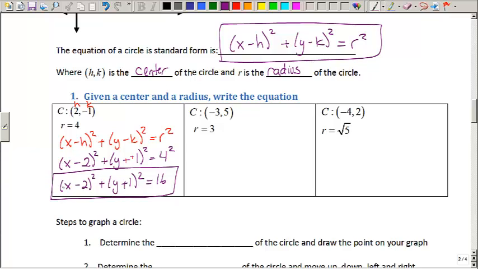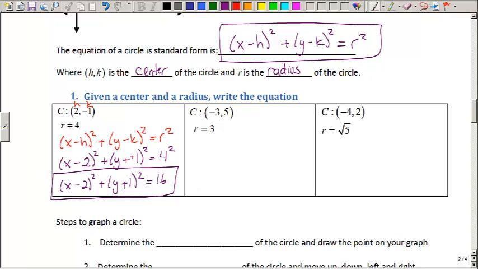Please do not distribute out the x plus 2 quantity squared. This form, standard form, actually gives you a little bit more information than if you distributed it out. In fact, a little bit later on, we'll be taking a distributed equation and we're going to be factoring it and completing the square in order to put it into standard form. So please don't bother putting this in another form.